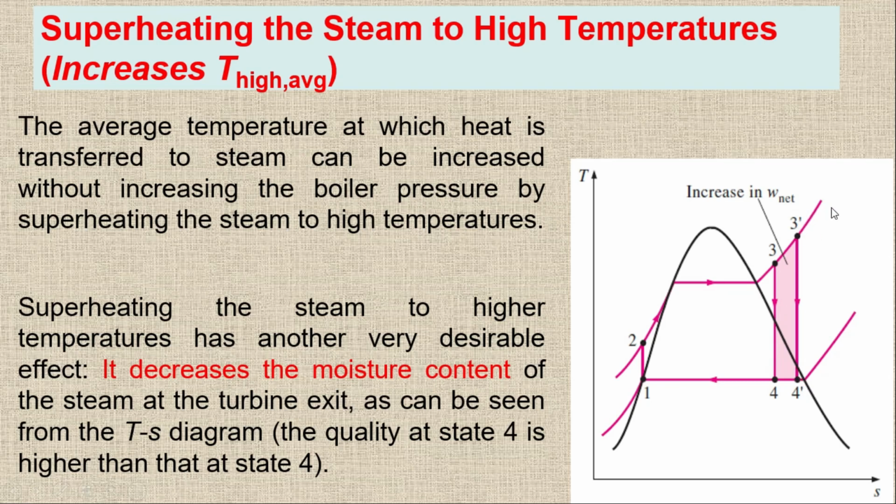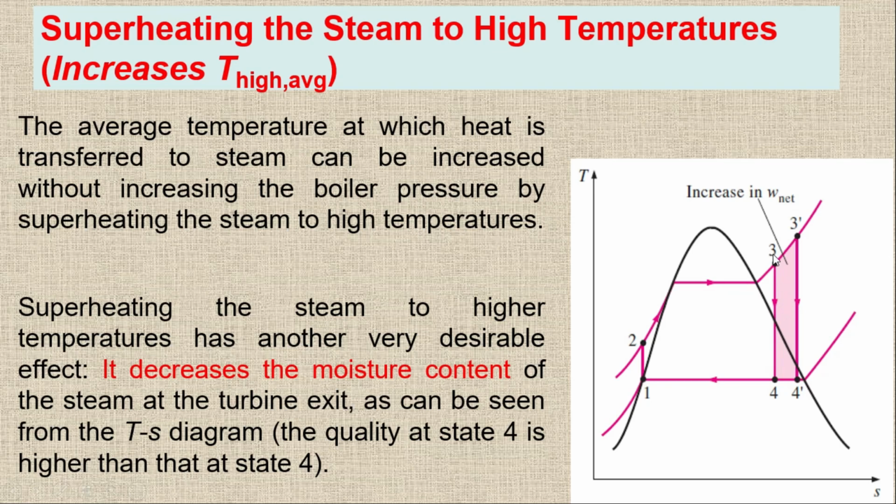So superheating the steam to high temperature has another very desirable effect. This is basically the same one: it decreases the moisture content of the steam at the turbine exit. So when it decreases the moisture content, it means you will get the high quality at this point. Now by doing this superheating, you can see we have this colored area, this one.